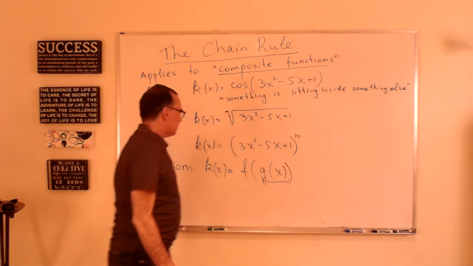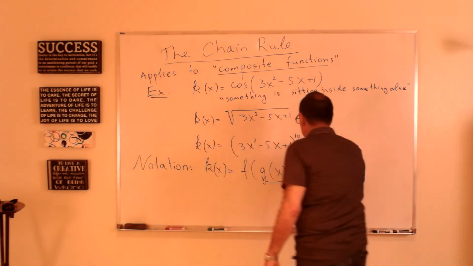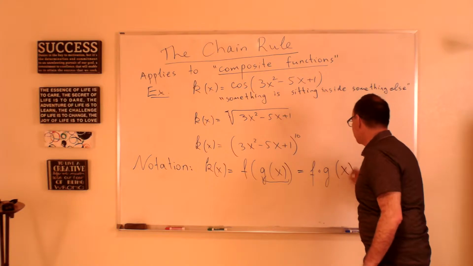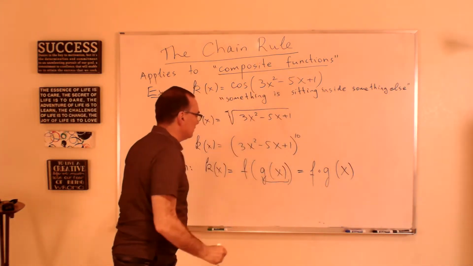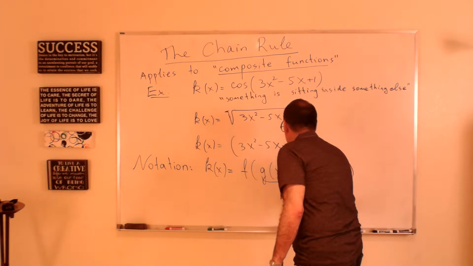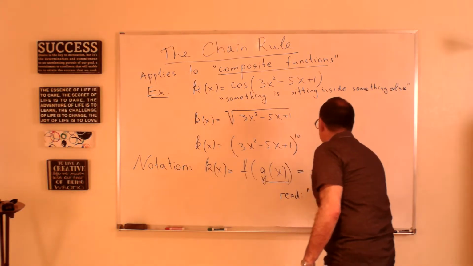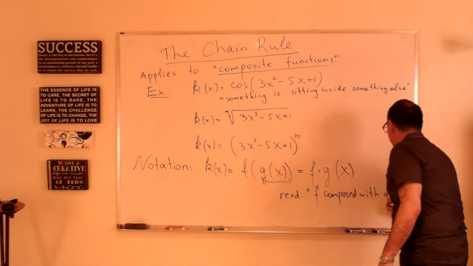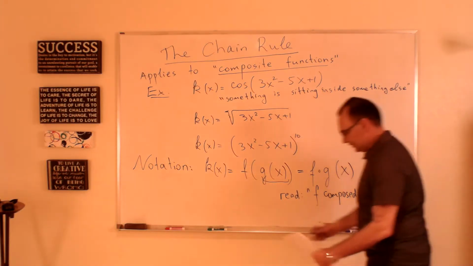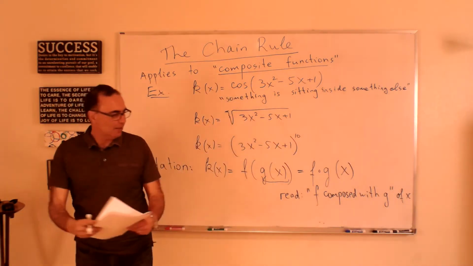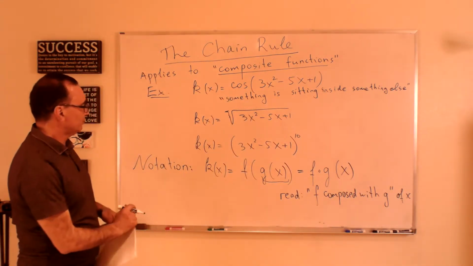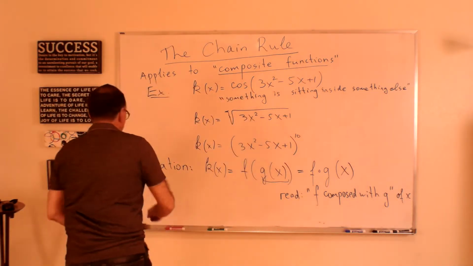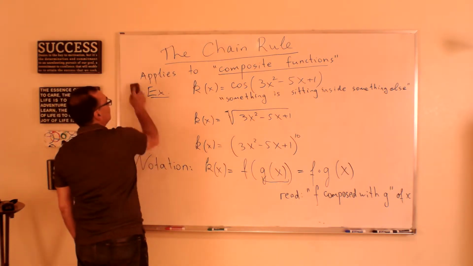Now this formula is sometimes written in a shorter way in mathematics, with a circle in the middle, f circle g of x. This small circle in the middle, we read as f composed with g of x. And here is the chain rule. So once again, to calculate derivatives of all such functions, we need a special formula, which is called the chain rule, and here is the formula.